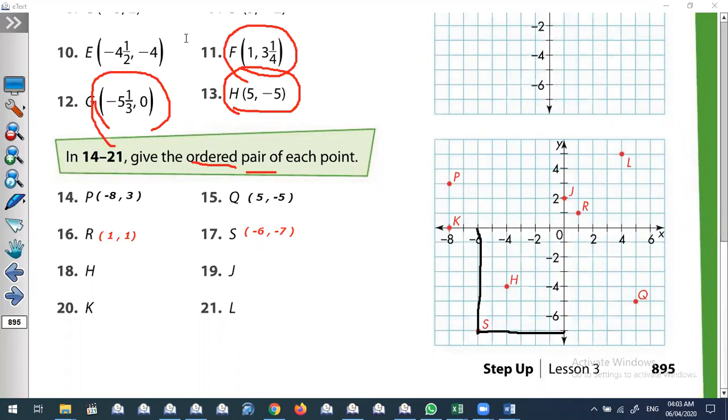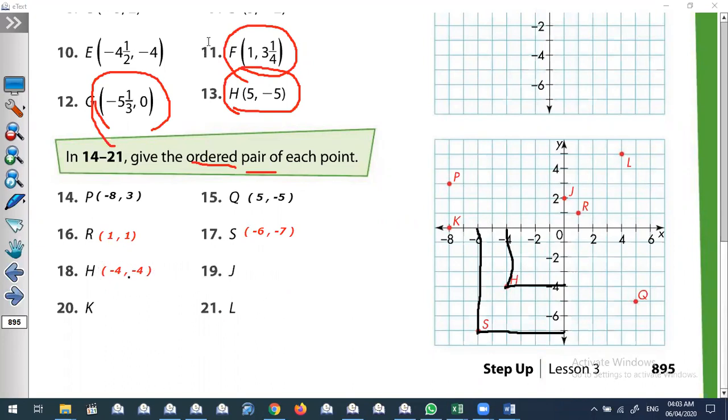Letter H. H here. Meet x first. Negative 4 on x, negative 4 on y. So H is negative 4 and negative 4.